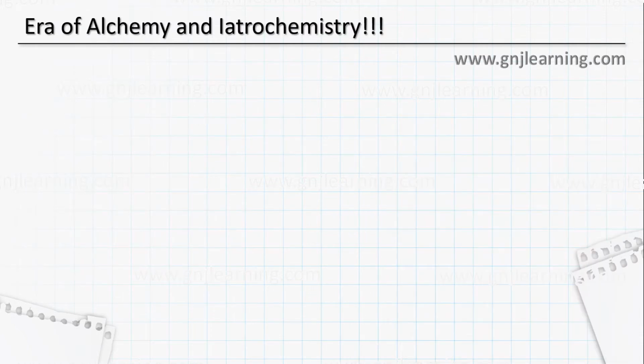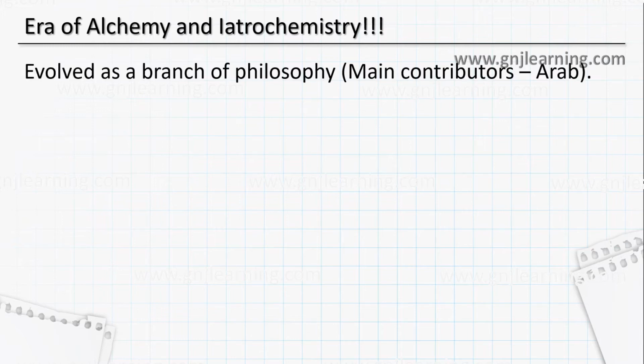Then comes the era of alchemy and iatrochemistry. This is the period where philosophers started to think about chemistry. Philosophers were the great thinking people, people with great ideas. These people were associated with kings and kingdoms. Alchemy and iatrochemistry evolved as a branch of philosophy, and this started from the Arab world or the Middle East, and along with that, all the other countries like India and Greece also contributed to this.